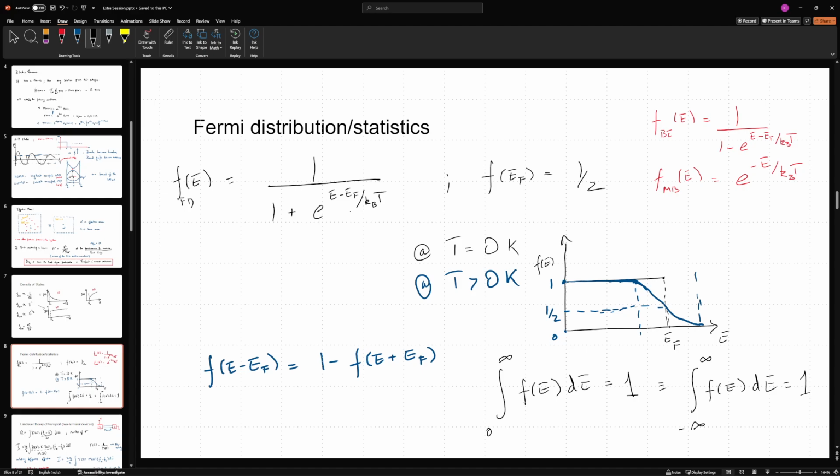Technically speaking, both Bose-Einstein and Maxwell-Boltzmann will converge to the... you know what, have I written this as EF? Oh, it's E, yes. But I can make the situation slightly better and call this mu. So this is the chemical potential.